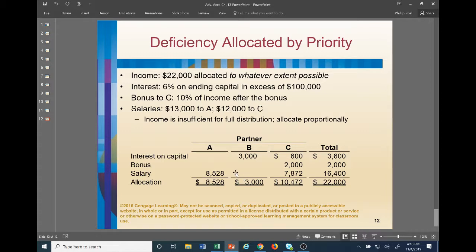So in order to find that, A would receive 13 divided by 25 multiplied by 16.4, which would give us $8,528, while C would receive 12 divided by 25, or $7,872. And once again, you sum the columns up just as before, and that's the total allocation of the profit when the deficiency is allocated by priority.